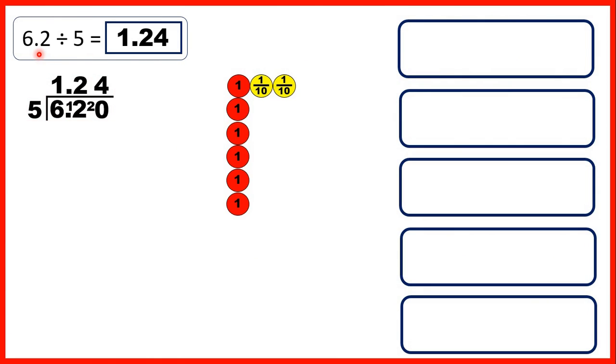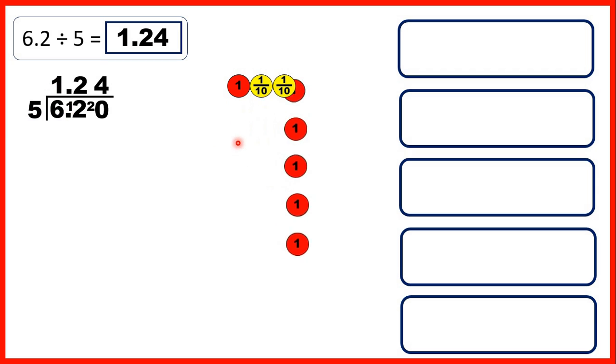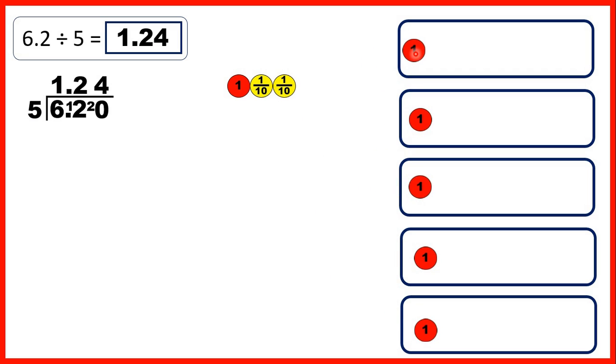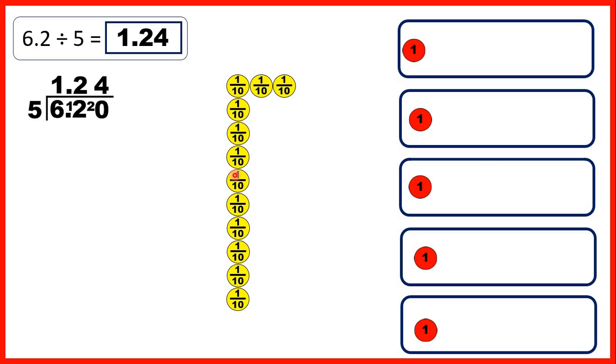Now let's have a look at this first question again. We had 6.2, so that's 6 ones and 2 tenths, and we were dividing by 5, so we can split these place value counters into 5 groups. First we did 6 divided by 5, and that was 1 remainder 1, because we can share out 5 of these ones to give us 1 in each group, but then we have 1 as our remainder. We could write that in front of the tenths digit because 1 whole is the same as 10 tenths, so that gives us 12 tenths.